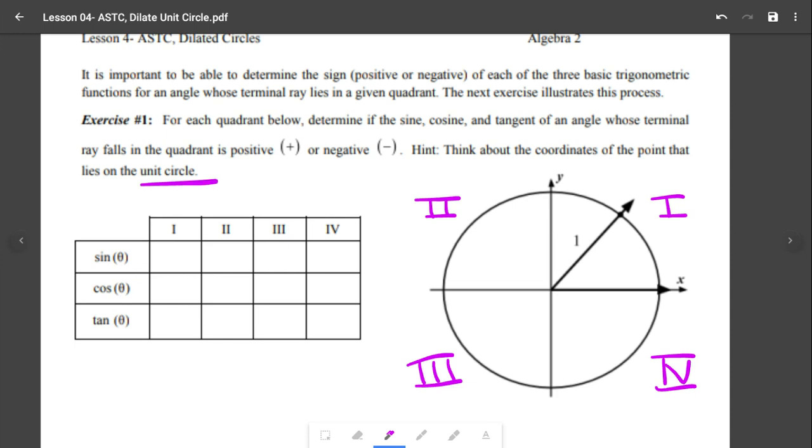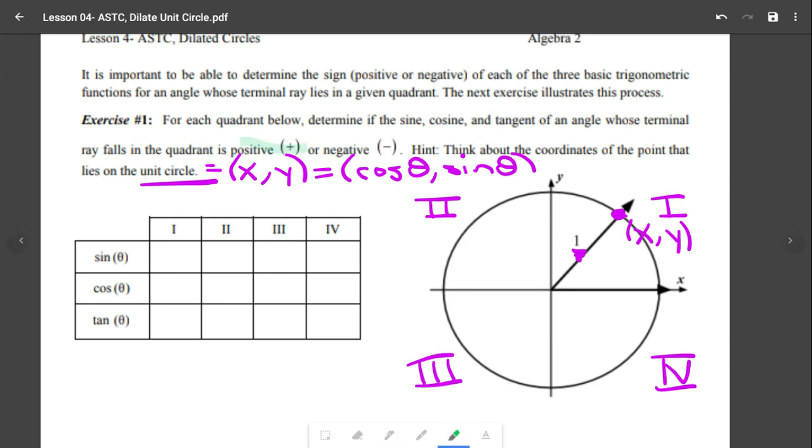So this circle here is a unit circle, which is why its radius is 1. So remember, a unit circle means that every point x, y is equal to cosine, comma sine. So we're going to use that to help us. So quadrant 1, if we're a point sitting in quadrant 1, think about your coordinates x and y. We're trying to figure out if we are positive or negative.